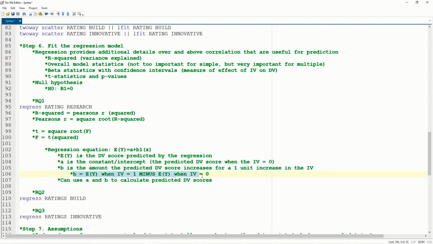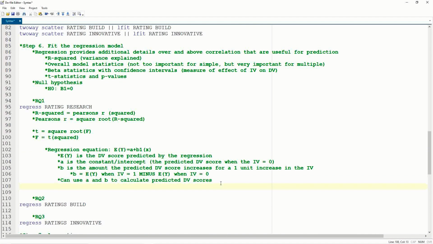Another way of saying this, if you're more mathematically minded, is that beta is the expected DV score when the IV equals 1 minus the expected DV score when the IV equals 0. Take away either of those two explanations, whatever makes more sense to you. I'm about to show it graphically as well. And then we can just multiply our beta score by some value of x, some value of our IV, and add it to our intercept to start predicting scores of our DV.